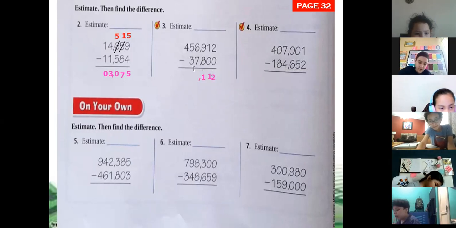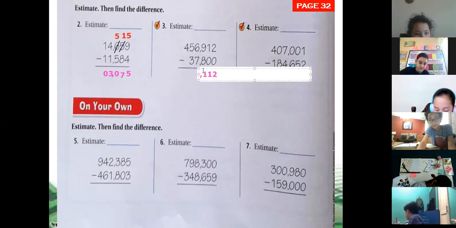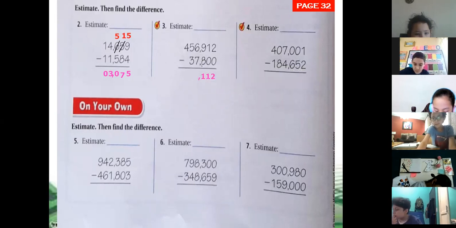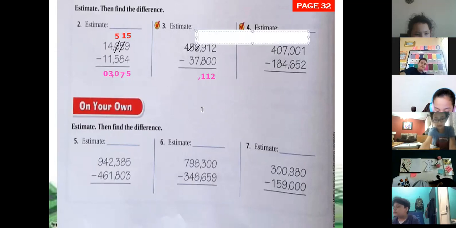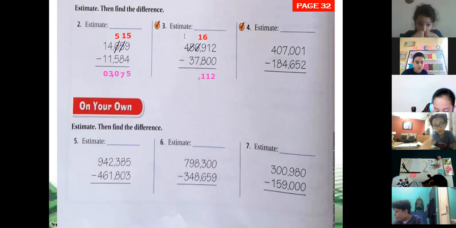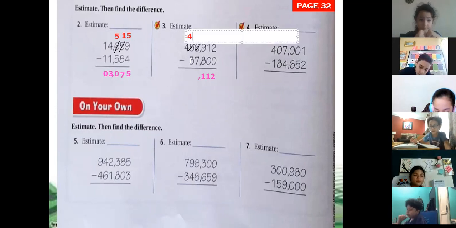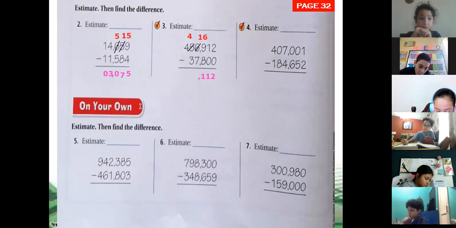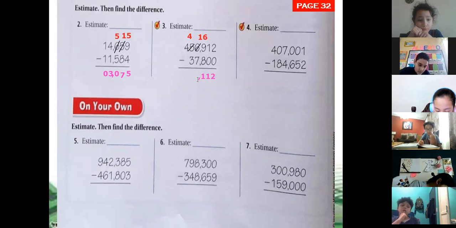6 minus 7. Can we subtract 6 minus 7? No. So what are we going to do? We're going to take from another number. That's right. So we're going to regroup. Number 6 is going to become 16, and number 5 is going to become number 4, remember. So 16 minus 7, what's the answer? It's 9, that's right.